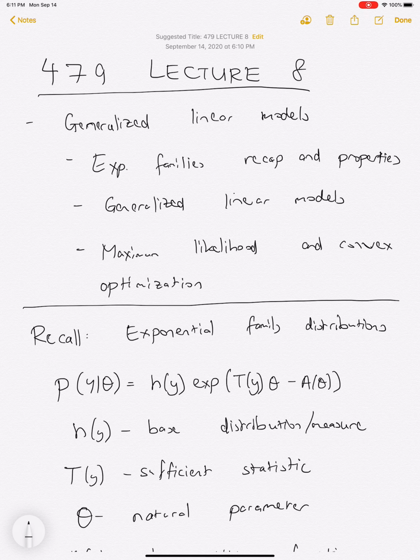So I'm just going to quickly recap exponential families and remind people of the properties of exponential families, which will be used today and are generally useful when we talk about generalized linear models. That'll lead into the actual definition of our generalized linear models, which are based on exponential families. Then we'll talk a little bit about how we find solutions or estimators for these generalized linear models. In particular, I'll talk about maximum likelihood and how this very naturally and nicely connects to convex optimization, which will be useful when we talk about how to find the maximum likelihood estimate.